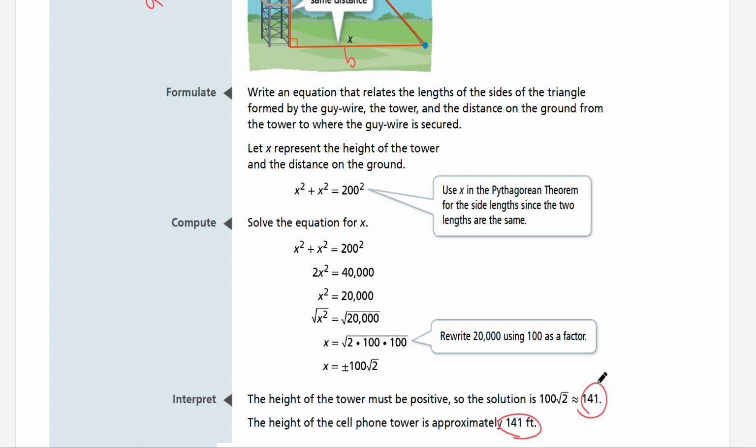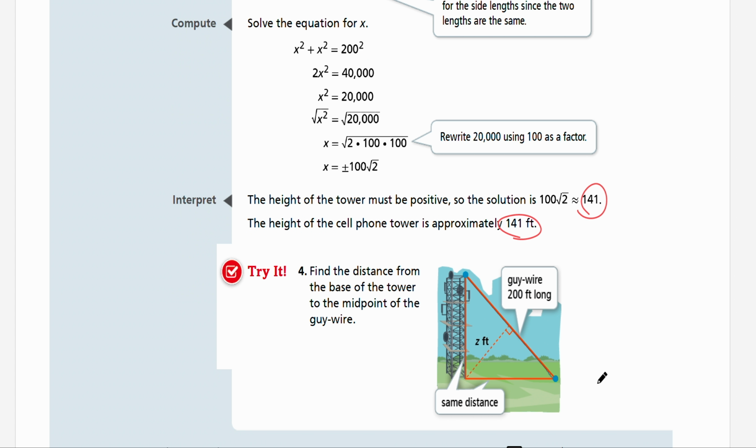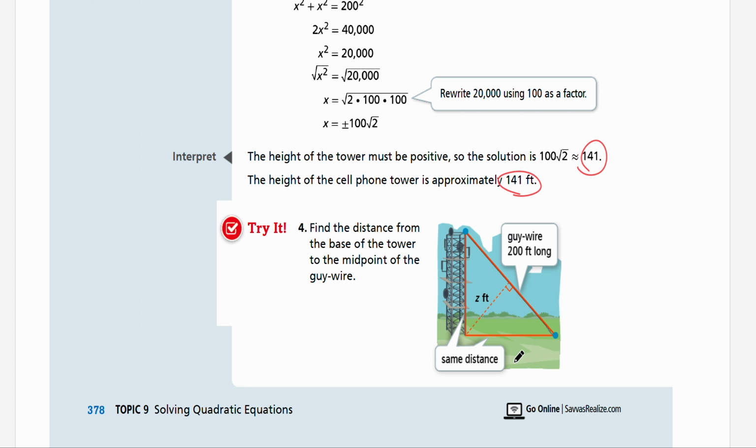Okay, so in real world situations, a lot of times you are going to leave out the negative solution because in a lot of real world examples, negative might not make sense. Let's look at try number 4. We have the same kind of situation, but we want to find the distance from the base of the tower to the midpoint of the guy wire. You need to think a little bit. So pause the video, see if you can figure this out, and come back when you're ready for answers.